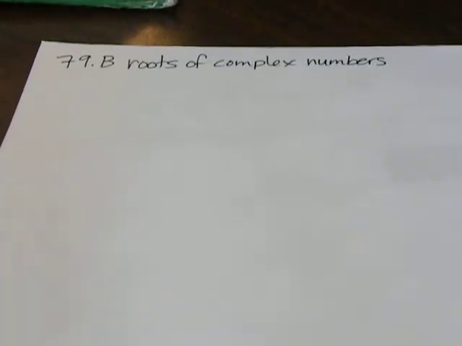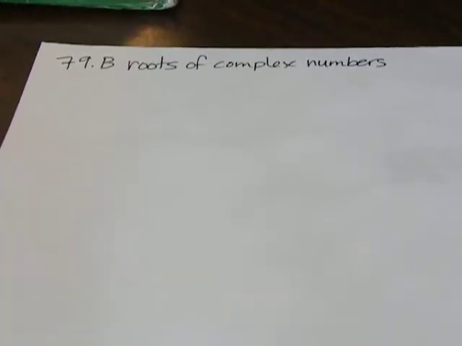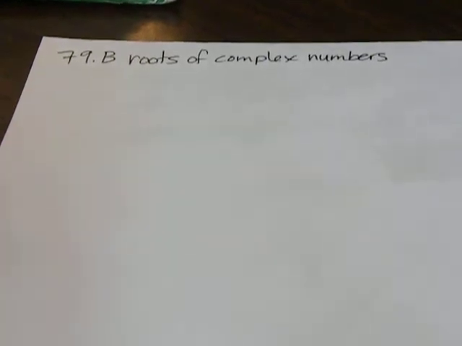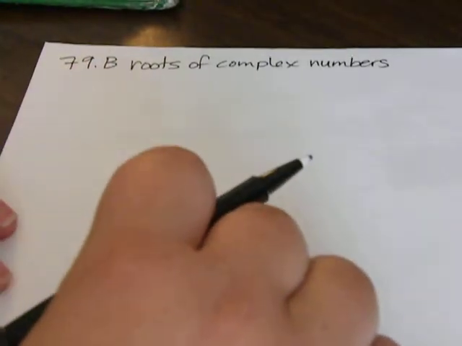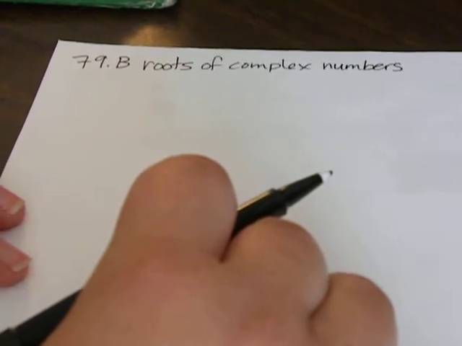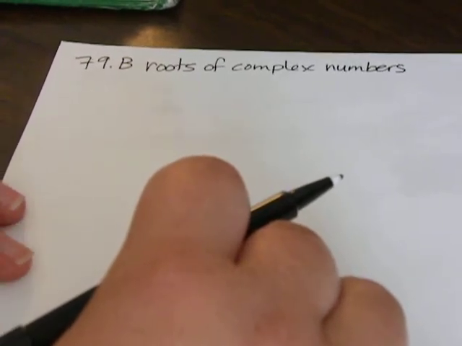Alright, this is lesson 79B. I sent you 79A yesterday. This is 79B. So you may have already done it, but I'll just go over it with you. And just stick with me, even though I may butcher it just a little bit.